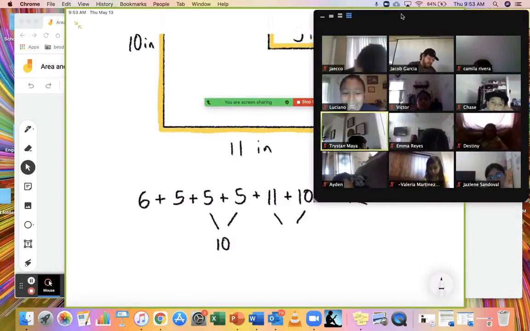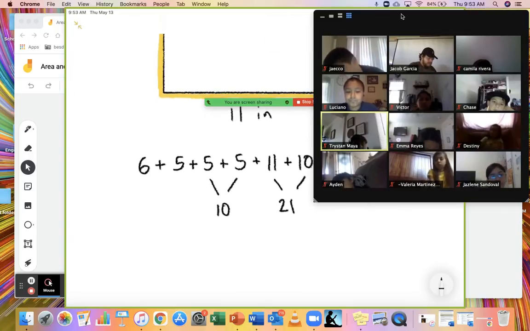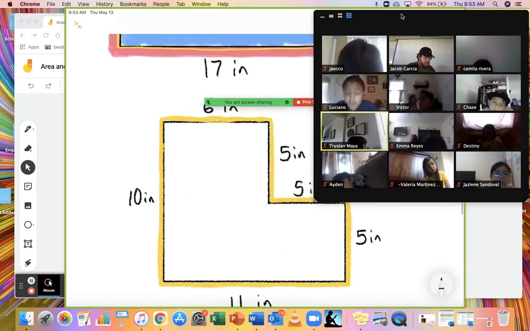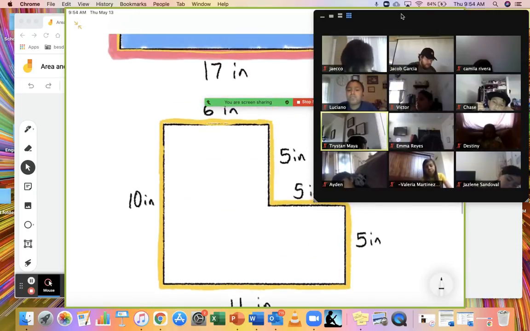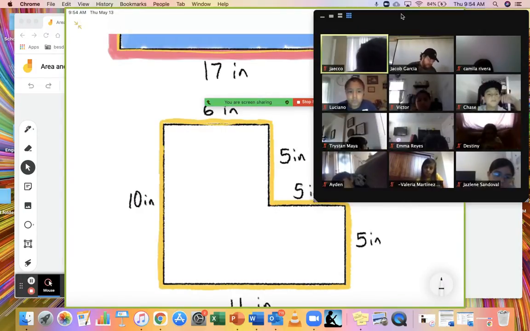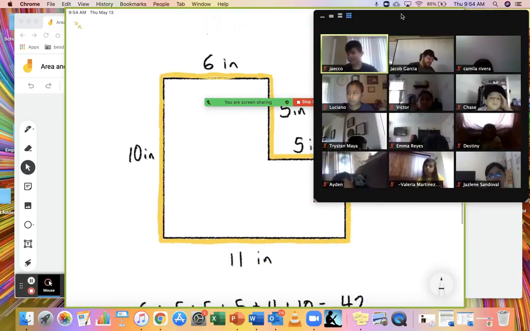We can add 11 and 10 to give us 21. We can add these together to give us 31. 6 plus 5 is 11. We'll go ahead and add these two together to get 42. So that was correct. Our perimeter was 42. 42 what? Inches. Thank you. We have 42 inches.